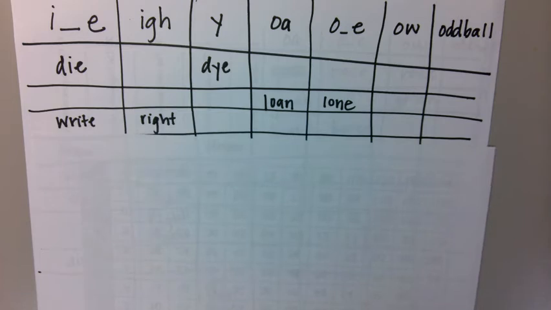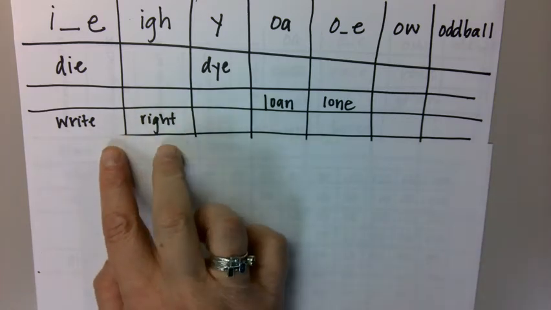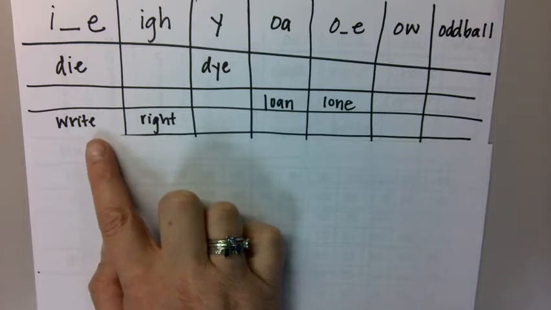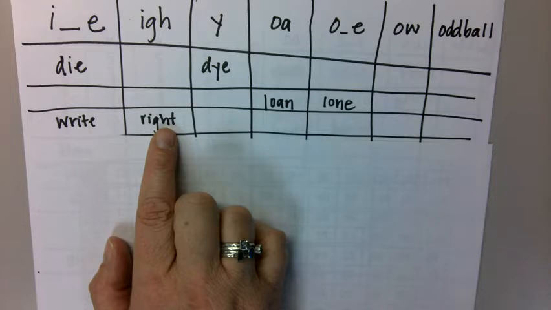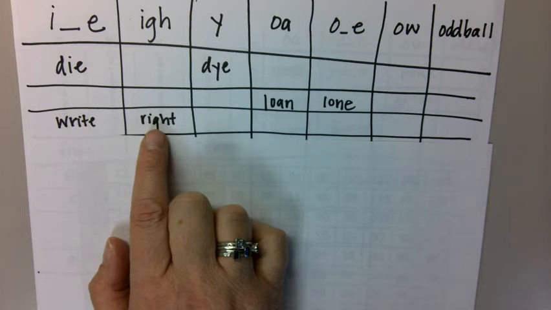Our third set of homophones brings us over here to these 2 headers. Right, I-T-E, gives you the long I sound, and this I-G-H gives us a long I sound also. Right, as in write a letter. This right is the opposite of wrong.